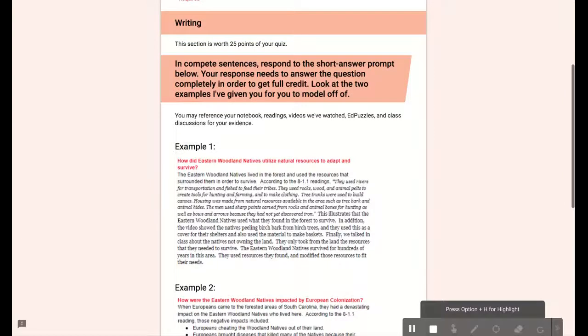We're now on the writing section of your quiz. This section is worth 25 points, so make sure we're paying attention to our prompt. In complete sentences, respond to the short answer prompt below. Your response needs to answer the question completely in order to get full credit. Look at the 2 examples I've given you to model off of. You may reference your notebook, readings, videos we've watched, Edpuzzles, and class discussions for your evidence.